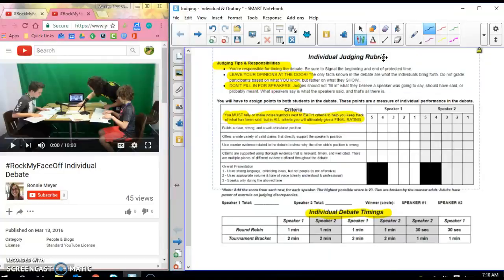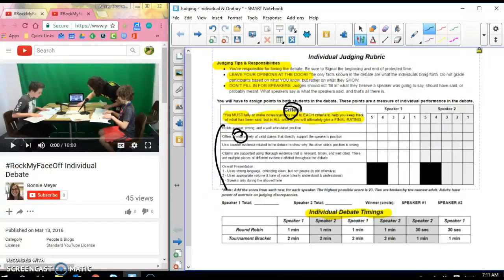Again, before you begin, you really want to take a look at the criteria, which is right down here, and make sure that you know exactly what you're looking for. The first is building a clear, strong, and well-articulated position. That means, start to finish, you need to make sure that they make sense, that they are using the kind of language, building the kind of evidence, and stating the kind of contentions or claims that are going to help solidify their position. The second one is offering a wide variety of claims that directly support the speaker's position.